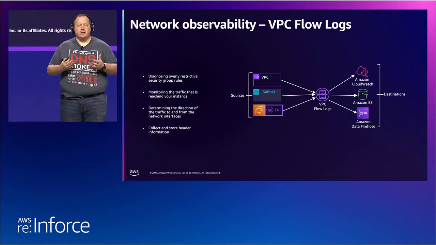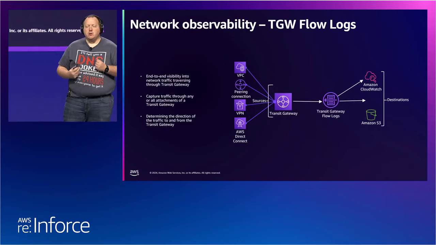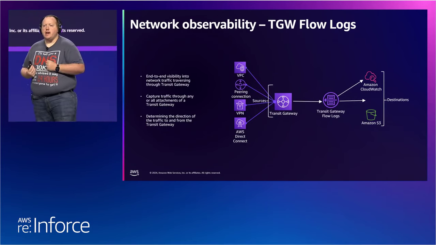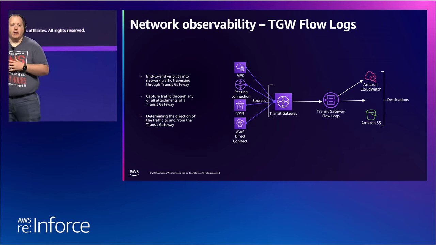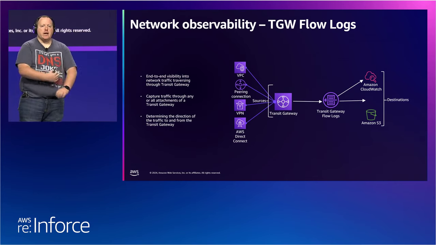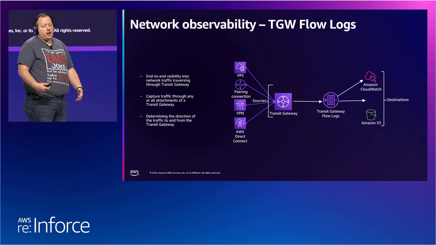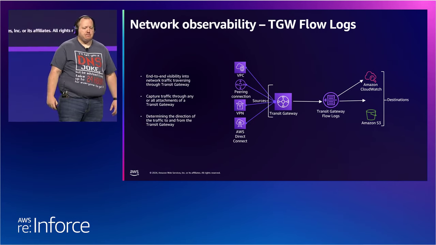But we didn't stop at VPC when we looked at flow logs. Our customers kept asking us, we want to see our transit gateway. We want to visualize the traffic coming in and through our transit gateway because that's that lateral movement. And so you can also enable flow logs in your transit gateway now per attachment and see a lot of that same data. Push it to your same destinations.